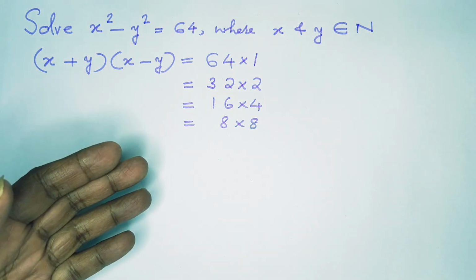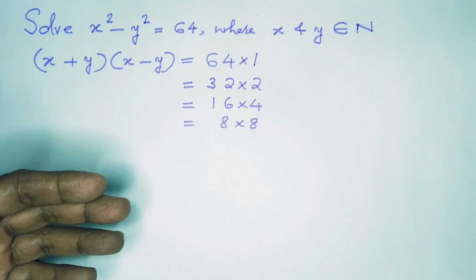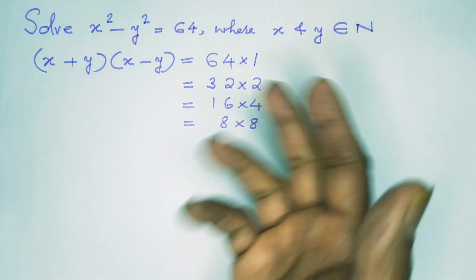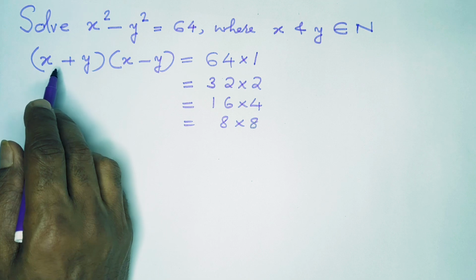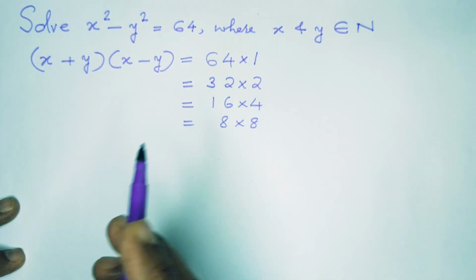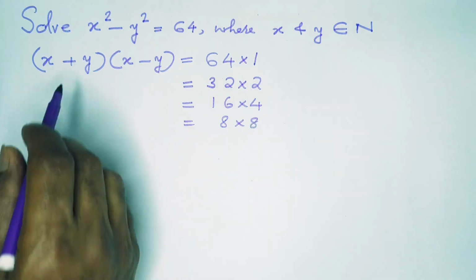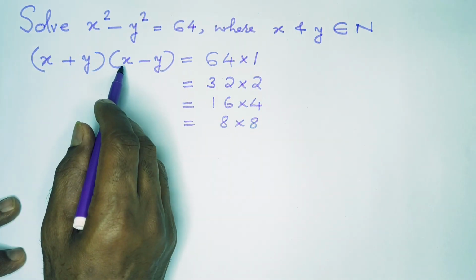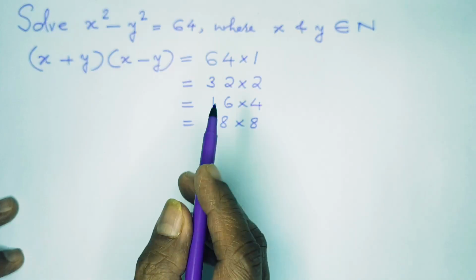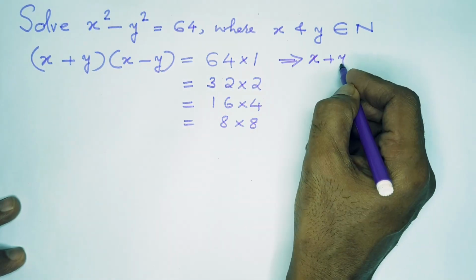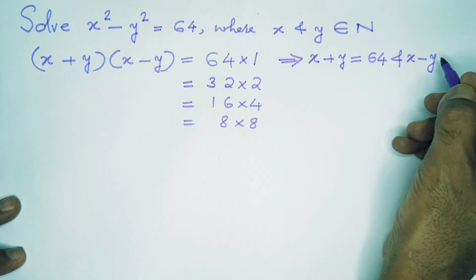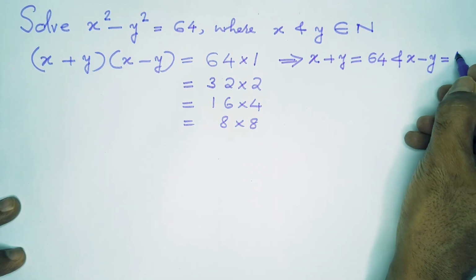The method I am going to discuss will work because x and y are restricted to be natural numbers. Now let me equate the left side of the equation to each of these 4 different ways of splitting. By equating (x plus y) multiplied by (x minus y) to the first one, that is 64 multiplied by 1, what do you get? x plus y you can equate to 64 and x minus y will be equal to 1.